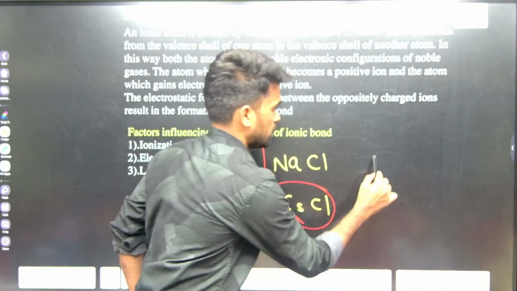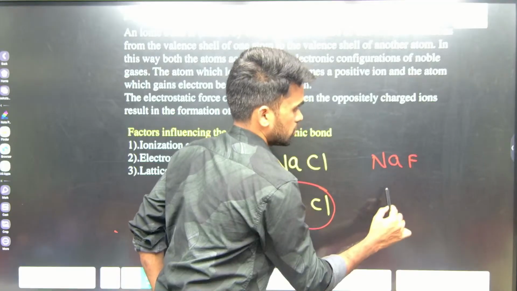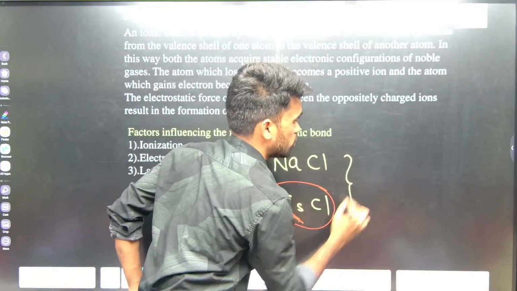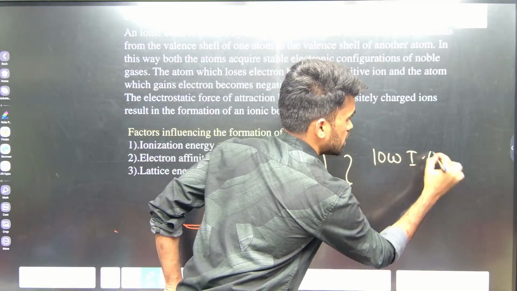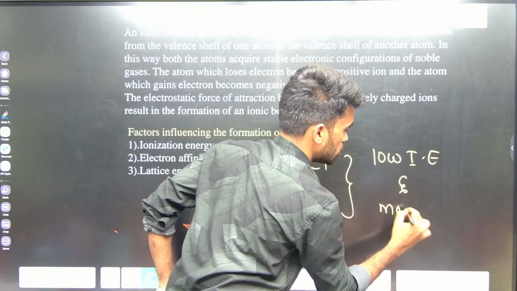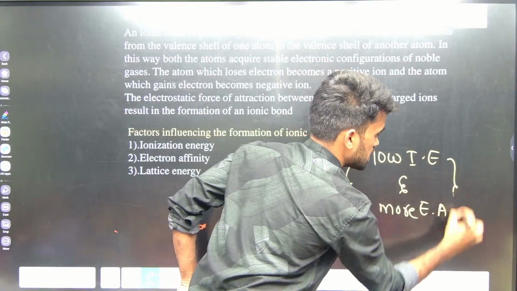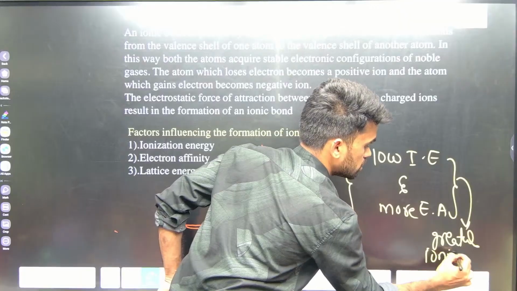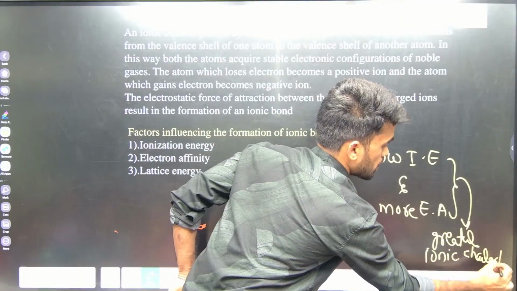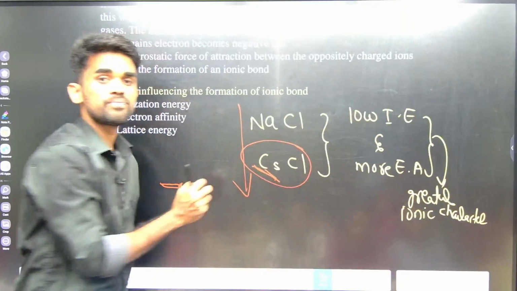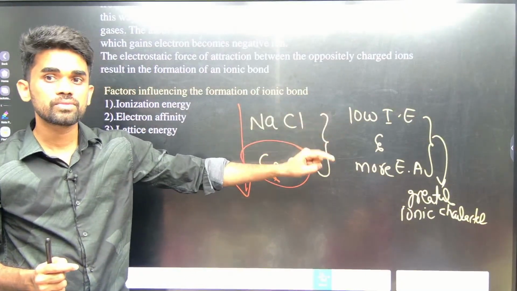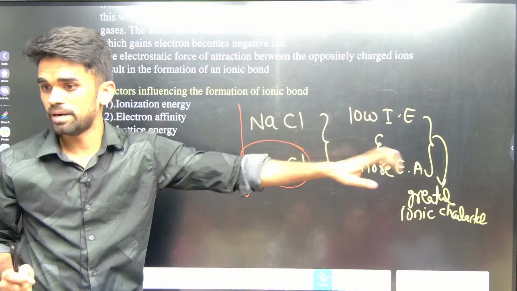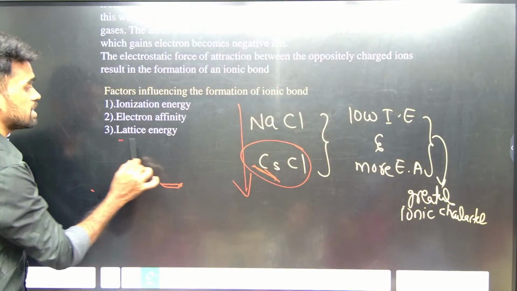Okay, now see NaF, you just stick up to here. So what I am writing: low ionization energy and more electron affinity give you greater ionic character. What are the two factors to consider? Ionization energy and electron affinity. Electron affinity for the non-metal, ionization energy for the metal. Next one, lattice energy is there.